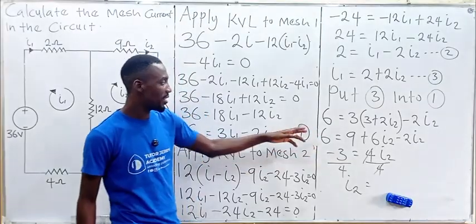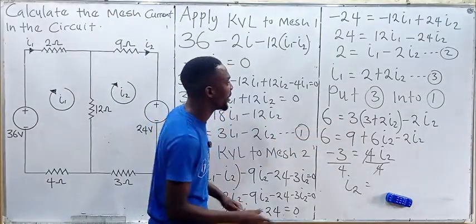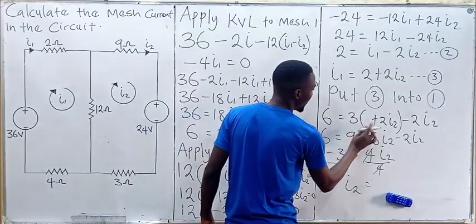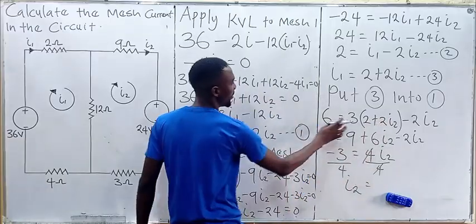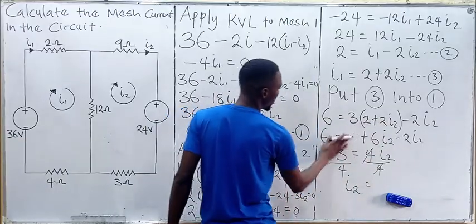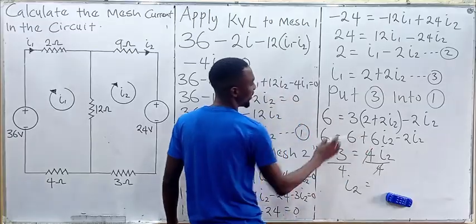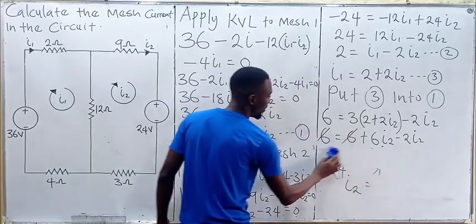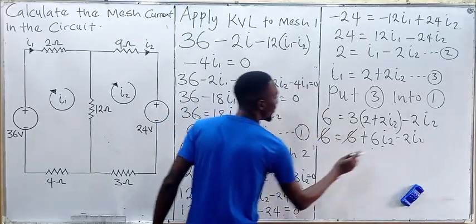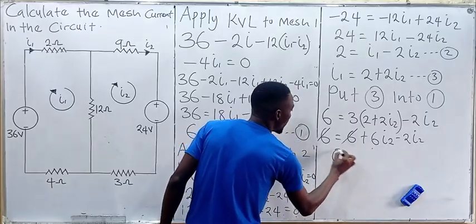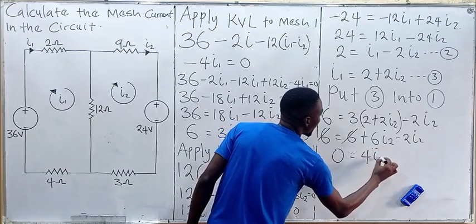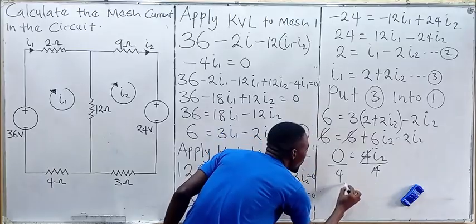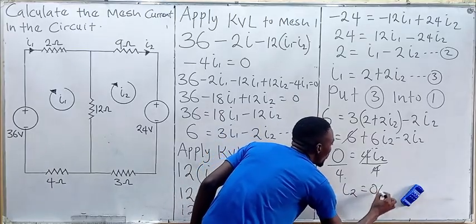Sorry, I just discovered a little mistake here. I1 is 2 plus 2I2, but I was using 3 here. That's wrong. 3 times 2 is 6. So we're going to have 6 here. And 3 times 2 is 6. So this 6, we cancel out this 6. So we are going to be left with 0 equal to 4I2. So if we divide both sides by 4, I2 will be equal to 0 ampere.